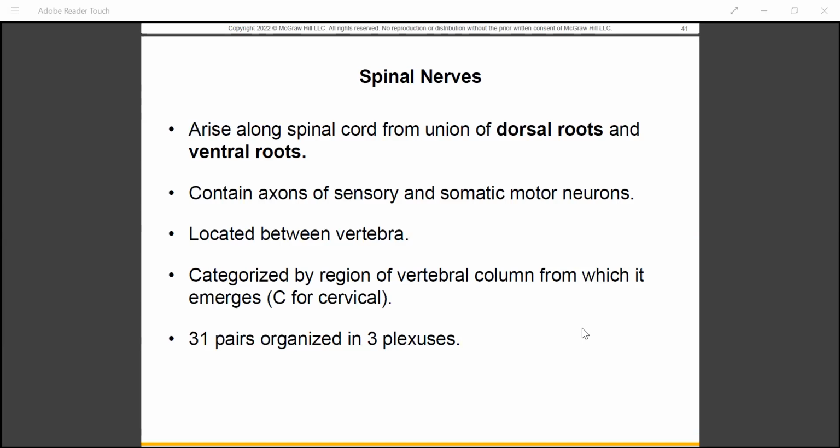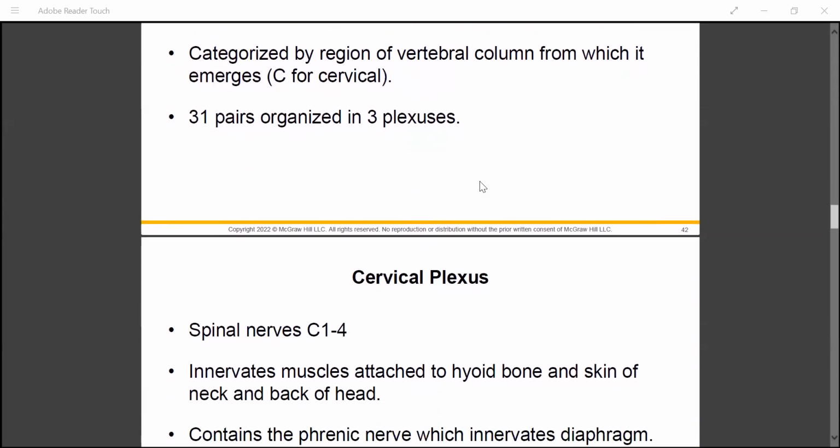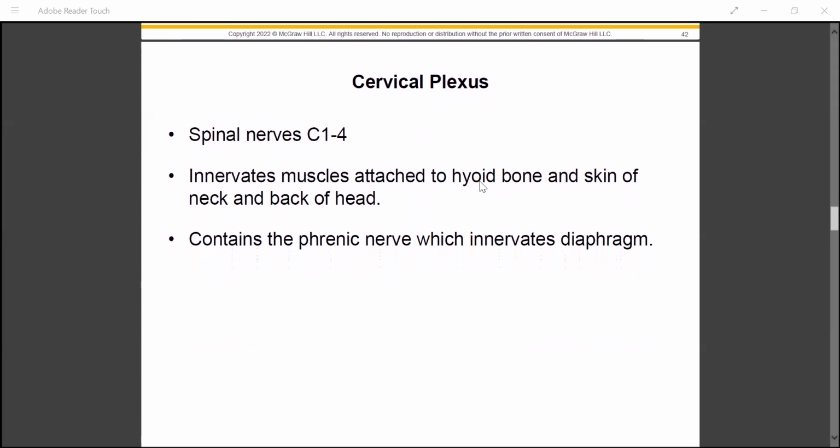So as an example, C for cervical, T for thoracic, L for lumbar, and the level. For example, in your cervical spine, you have 8 pairs of cervical nerves, C1 through C8. You have 5 in your low back, L1 through L5. And they're organized into what's known as plexuses, or groups of nerves.